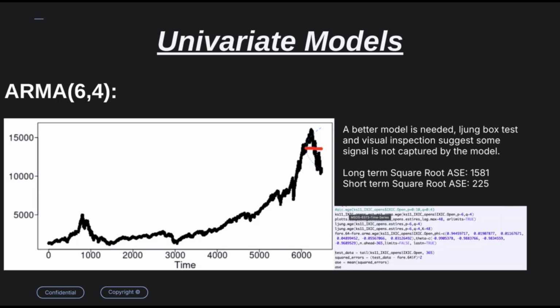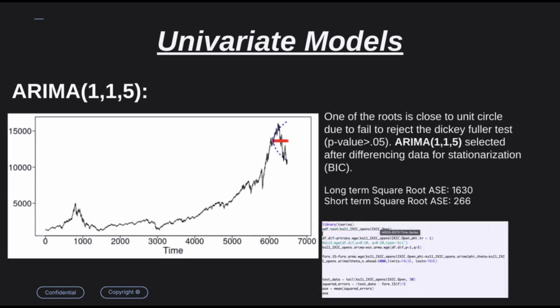Next, I want to go over our next model, the ARIMA 1,1,5 model. What we want to do is factor out the trending behavior, using close to unit circle roots. It failed to reject the Dickey-Fuller test with a p-value higher than 0.05, and the ARIMA 1,1,5 model was selected after differencing the data for stationarization, using BIC as the metric. So we got a long-term square root ASE of 1630, and the short-term square root ASE was 266.